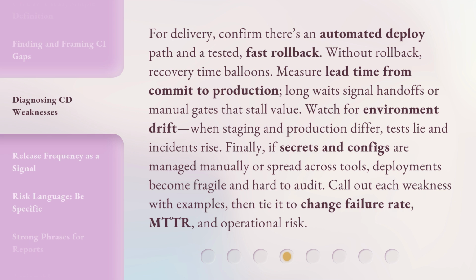Watch for environment drift. When staging and production differ, tests lie and incidents rise. Finally, if secrets and configs are managed manually or spread across tools, deployments become fragile and hard to audit. Call out each weakness with examples, then tie it to change failure rate, MTTR, and operational risk.